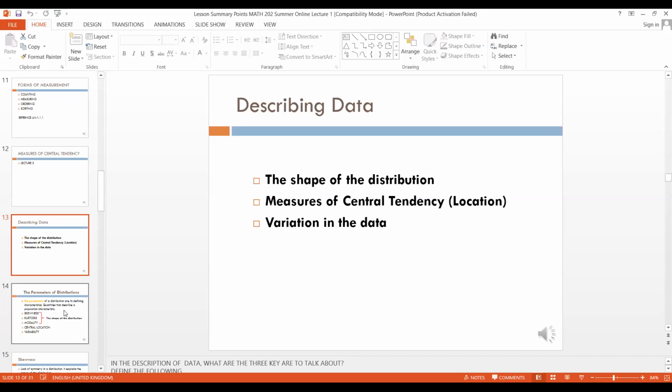So it's more like you are talking about the data. How does the data look like? Where are the peaks? Where are the lows? What is the average? What is the variation in the data? Okay. So when we talk about data description or describing data, there are three key things we usually talk about. The first one is the shape of the distribution of the data. We want to see the shape of the distribution of the data. The second thing is the measures of central tendency, which we'll be looking at in our next lecture. And then the final thing you talk about are the measures of variation in the data.